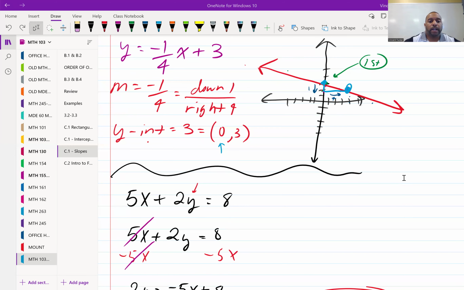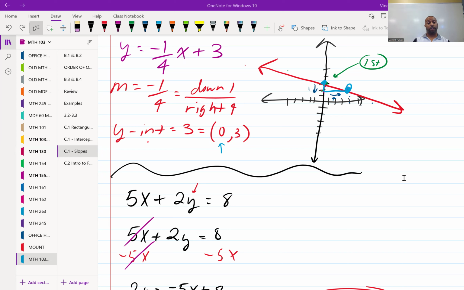All right, so last one. This time, our equation isn't set up like the last two. The last two were already solved for y. This one is not. I just want to make sure you saw a scenario in which it wasn't solved for y, and how you solve for y and then proceed with your graphing by using the slope. So we have 5x plus 2y equals 8.